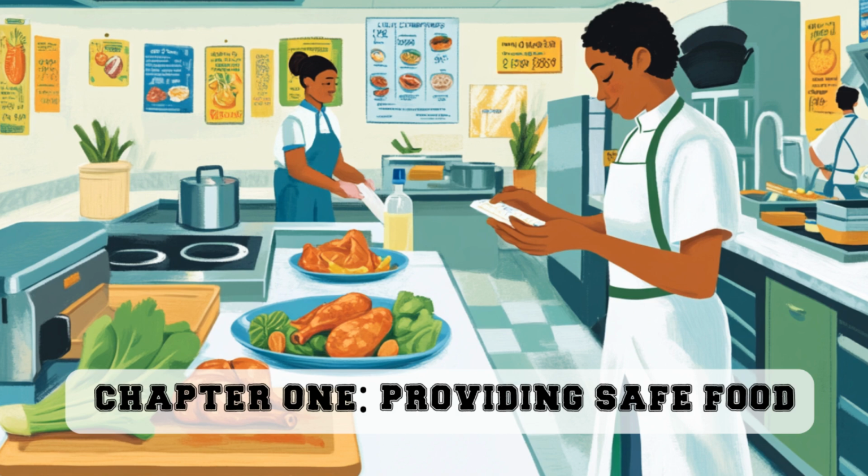Let's start with understanding what a foodborne illness is. Think of it as an invisible enemy, transmitted through food that hasn't been handled correctly. A foodborne illness is a disease transmitted to people through contaminated food. An outbreak occurs when two or more individuals exhibit similar symptoms after consuming the same food.